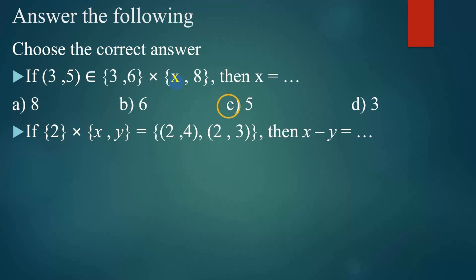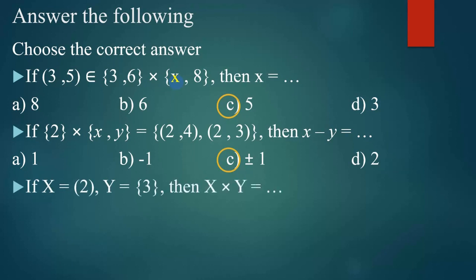x can be 4 or 3 and y can be 4 or 3. So when you find the difference x minus y, if x is 4 and y is 3, it will give 1. And if x is 3 and y is 4, it will give negative 1. So the right answer will be exactly C, positive or negative 1. It can be 1, and that's when x is 4 and y is 3. And it can be negative 1, and that's when x is 3 and y is 4. Okay?